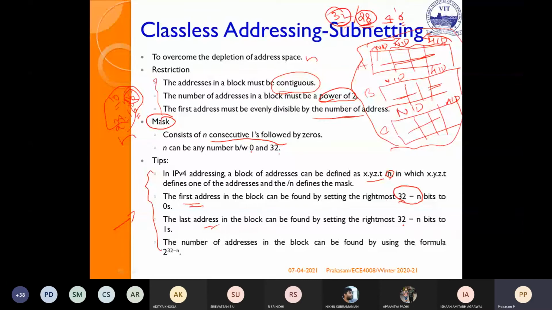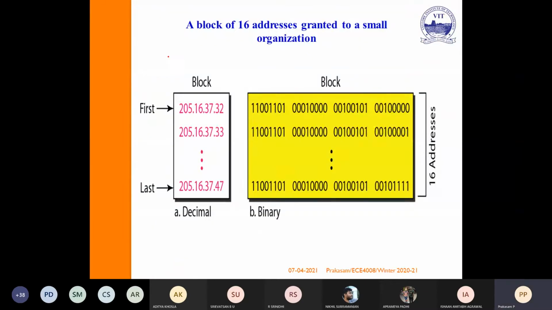The number of addresses in the block can be found using the formula 2 power 32 minus n. So the first IP address is found by setting the rightmost 32 minus n bits to 0, and the last IP address by setting the rightmost 32 minus n bits to 1. The number of addresses in a particular subnet or block is 2 power 32 minus n. We will see with an example. For example, let us consider a block of 16 addresses granted to a small organization. And if you see here, 32, 33, 34, 35, 36, up to 47.